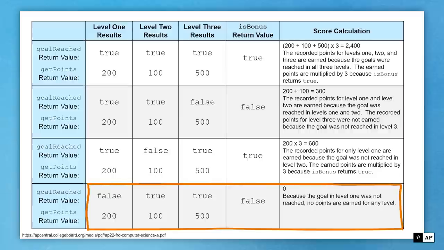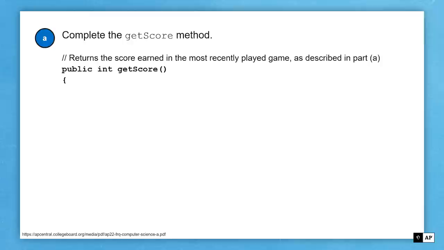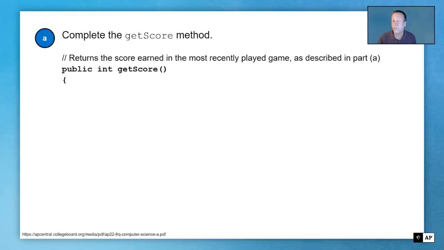So what we're supposed to do now is, can we write the code for this score method, knowing what instance variables we have, knowing what methods we can call on those, and knowing the algorithm that we have to execute to calculate the score in this game class. So this would be a great time to pause, see if you can write the method based on everything that we just talked about, and we'll come back in a few minutes and see how you did.